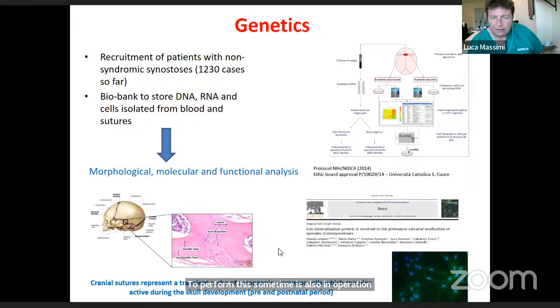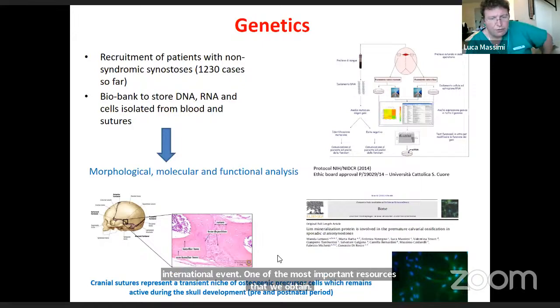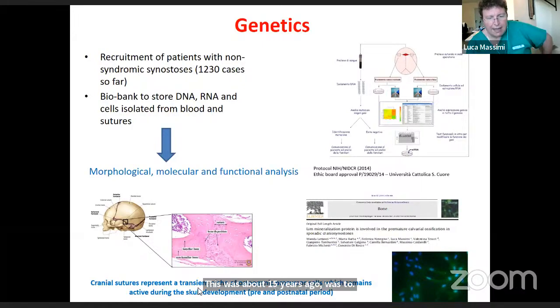One of the most important results that we obtained, this was about 15 years ago, was to actually demonstrate that the cranial suture are a sort of transient niche for the osteogenic precursors, which remains active not only during the prenatal full development, but also in the postnatal period.